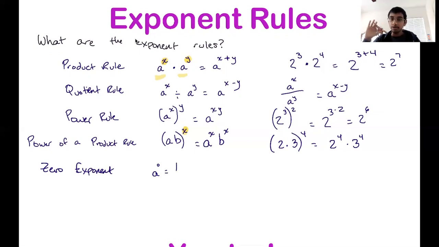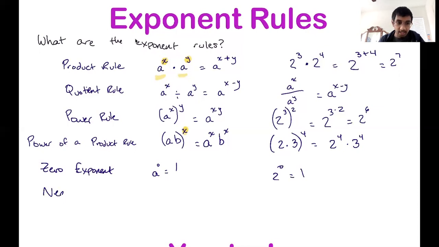Anything raised to the 0th power is always going to equal 1, and that's the entire rule. It's very, very simple. Anytime you see something to the 0th power, you automatically know that it's going to be equal to 1. So if I had 2 to the 0, that's just equal to 1. Very simple. Now we have two more.